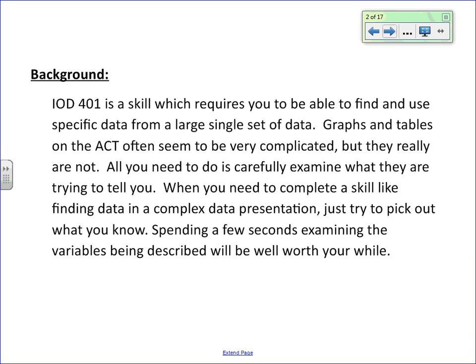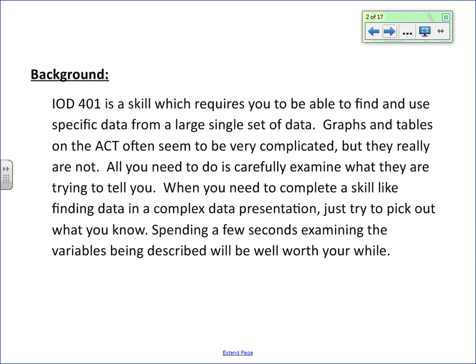So what is IOD401? IOD401 is a skill which requires you to be able to find and use specific data from a large single set of data. Graphs and tables on the ACT often seem very complicated, but they're not. All you need to do is carefully examine what they're trying to tell you. When you need to complete a skill like finding data in a complex data presentation, just try to pick out what you know. Spending a few seconds examining the variables being described will be well worth your while.